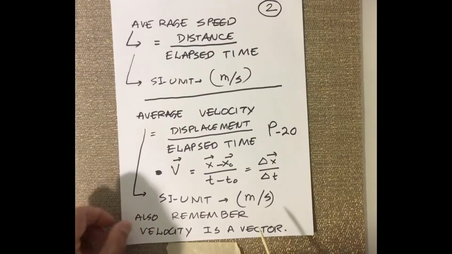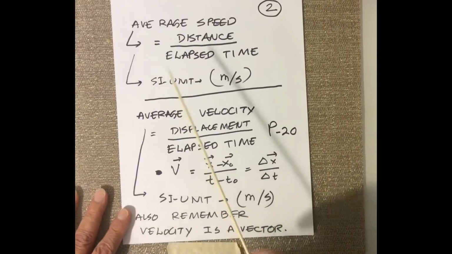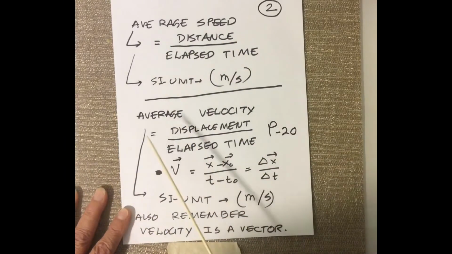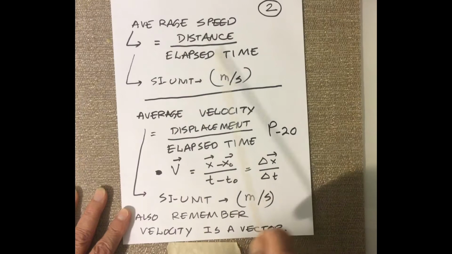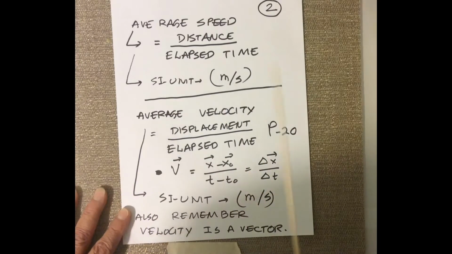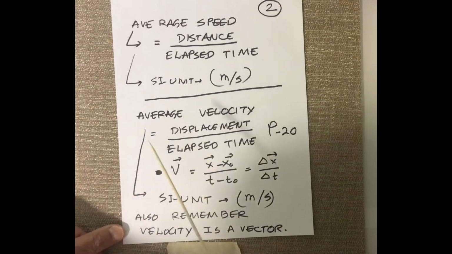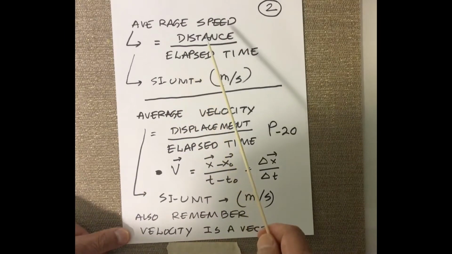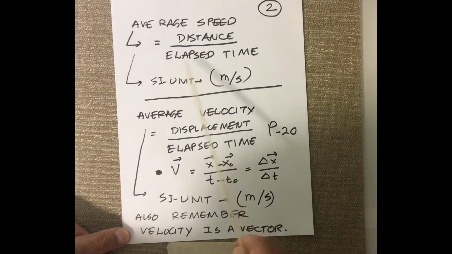Now we're going to define average speed. Mind you, average speed is not a vector, it is a scalar quantity, because the speed doesn't say which direction the object is moving. So that's why we define it as distance over elapsed time, how much distance the object moved over a period of time, and the unit is meters per second.